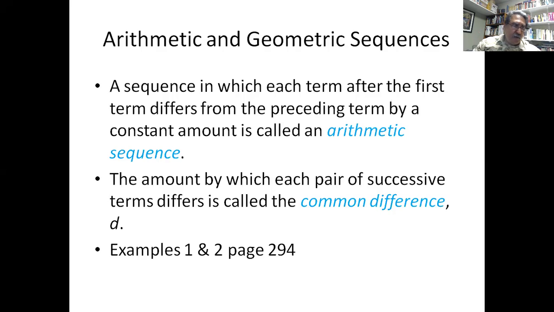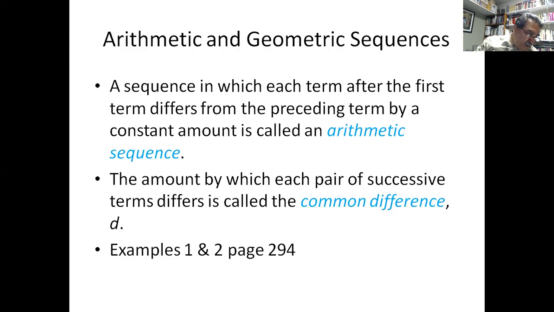If you look at page 294, for example, example number 1, if you add 4 to 6, you get 10. Add 4 to 10, you get 14. Keep going, you get 18, 22, 26. So this is an arithmetic sequence, and the common difference is 4.